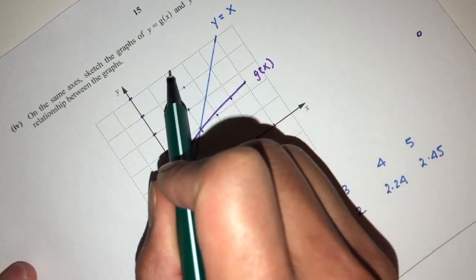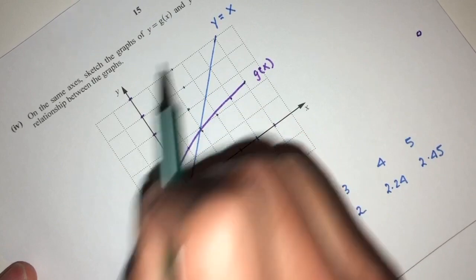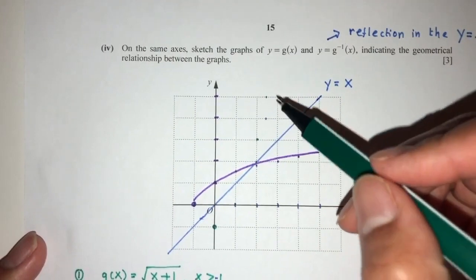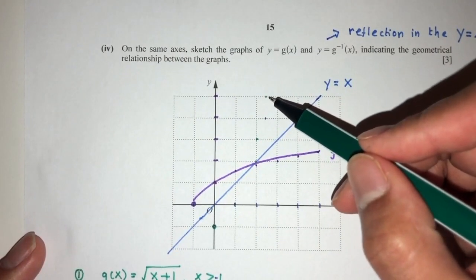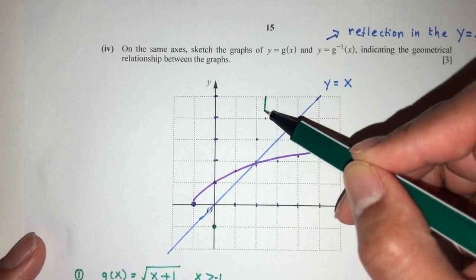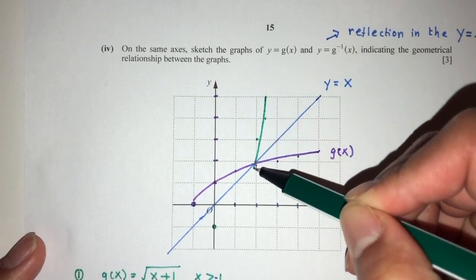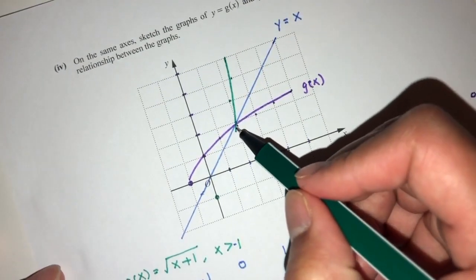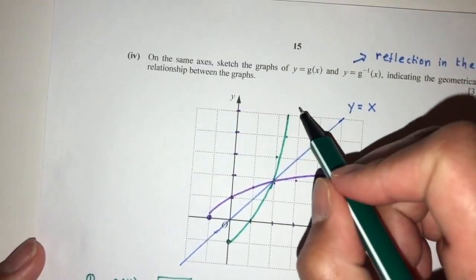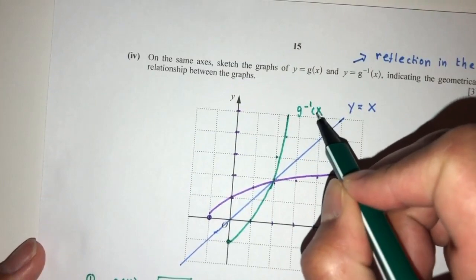and that should be somewhere in between. So it's always best to use a ruler for this. It helps you to find the points as well. But you get the idea. You just need to make a reflection. Try your best as you can to join the points together. So that will be something like this. Okay, and of course at the end you have to label this as g inverse of x.